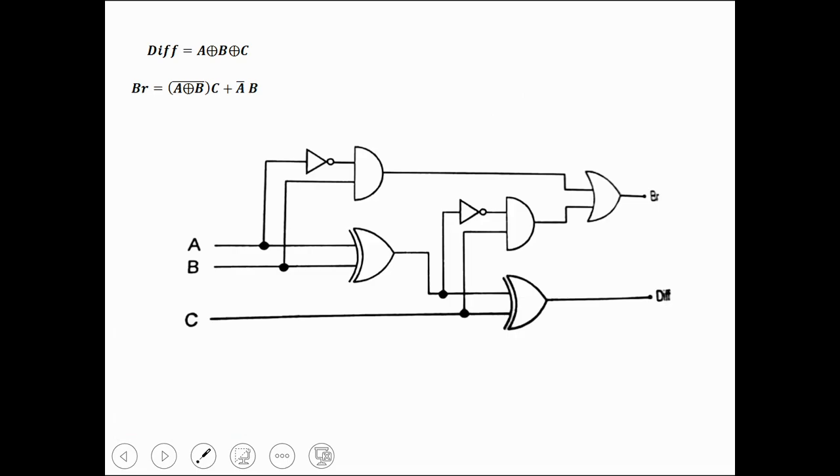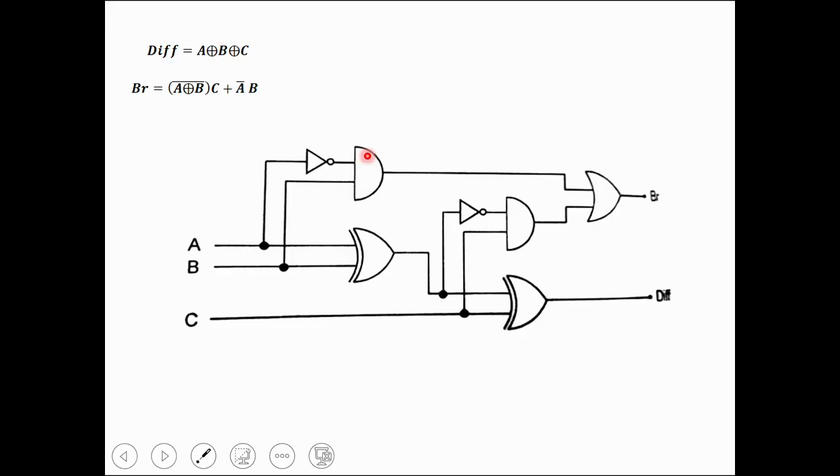So implementing this expression in the logic circuit, we have achieved this logic circuit for full subtractor. So again, instead of using a 3 input XOR gate, we are using 2 XOR gates. For the first XOR gate, the input is taken as A and B, and the output of the first XOR gate is given as the input of the second XOR gate. The second input is taken as C. So finally in this second XOR gate output, we achieve the difference equation which is equal to A XOR B XOR C.